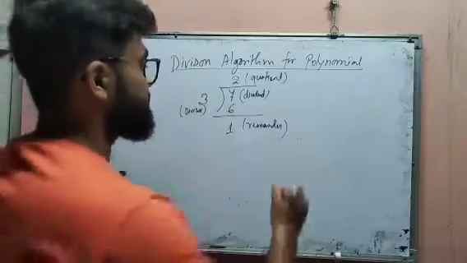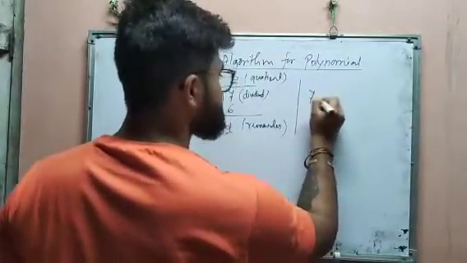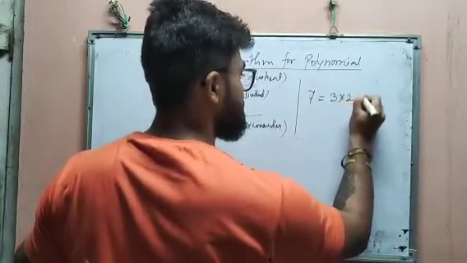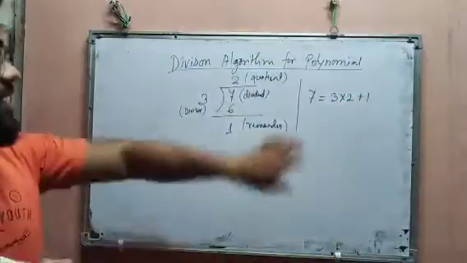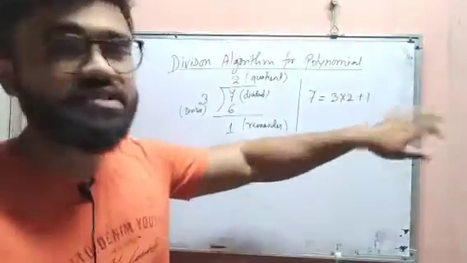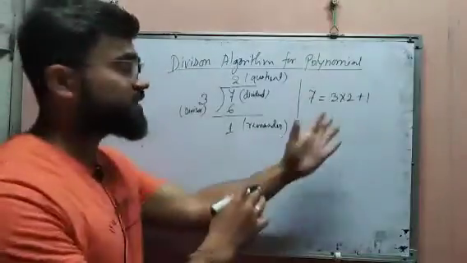So how are they related? The relation is 7 is equal to 3 into 2 plus 1. That is, dividend is equal to divisor into quotient plus remainder. They are related in that way.